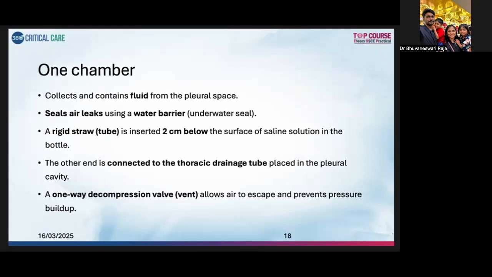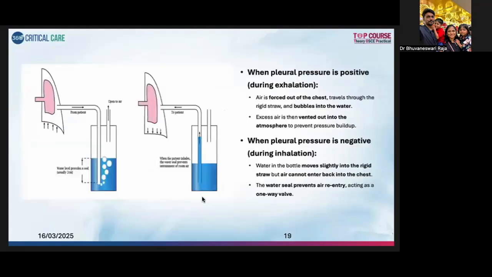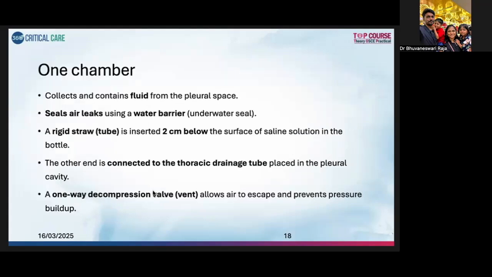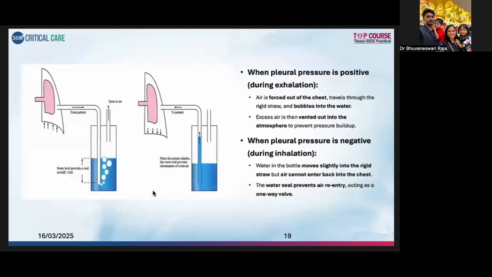There are three types of underwater seal drainage: one chamber, two chamber, and three chamber. Let us discuss the one chamber. It just collects and contains the fluid from the pleural space. It seals the air leaks using a water barrier, that is the underwater seal. A rigid tube is inserted 2 centimeter below the surface of the saline solution in the bottle, and the other end is connected to the thoracic drainage tube placed in the pleural cavity. There is a one-way decompression vent which allows the air to escape and prevents pressure from building up.